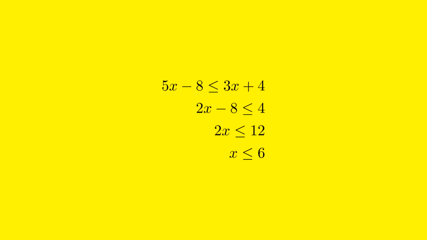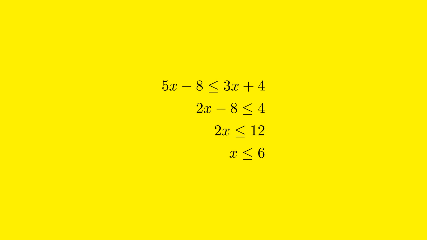Let's start with the inequality given, which is 5x minus 8 is less than or equal to 3x plus 4. To solve this for x, we need to isolate x on one side of the inequality. First of all, let's get rid of the term with x on the right-hand side. So subtract 3x from both sides. After subtracting, the inequality becomes 2x minus 8 is less than or equal to 4.